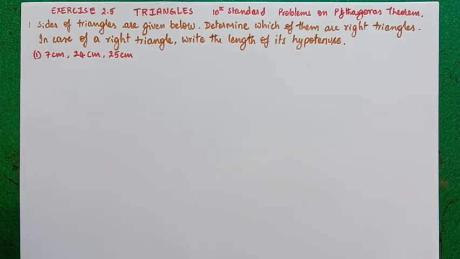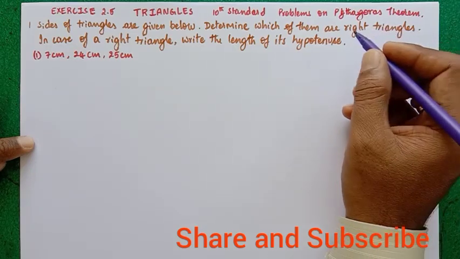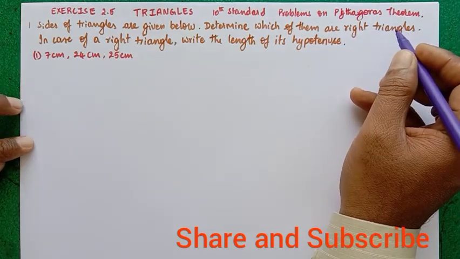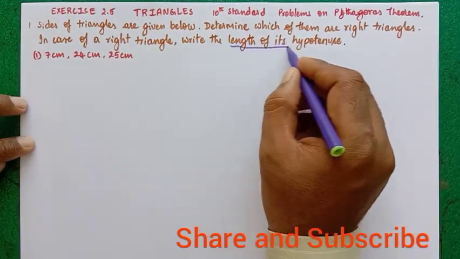Exercise 2.5, Chapter Triangles, 10th Standard, Problems on Pythagoras Theorem. First problem: the sides of triangles are given below. Determine which of them are right triangles. In case of a right triangle, write the length of its hypotenuse. So, we have to find here whether it is a right triangle or not, and if it is a right triangle we have to determine the length of its hypotenuse.